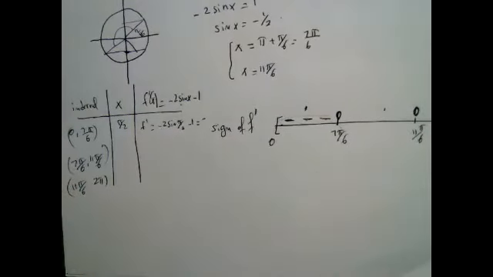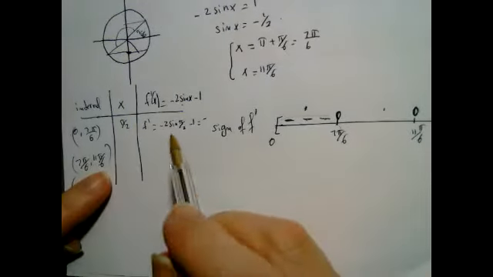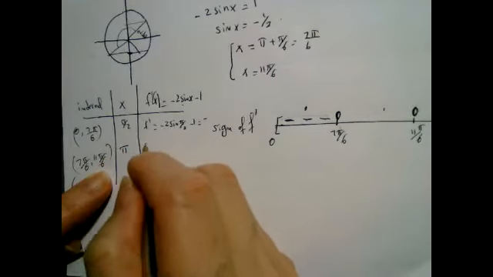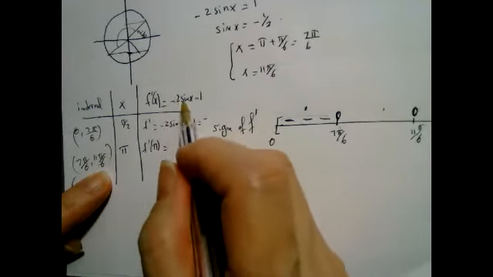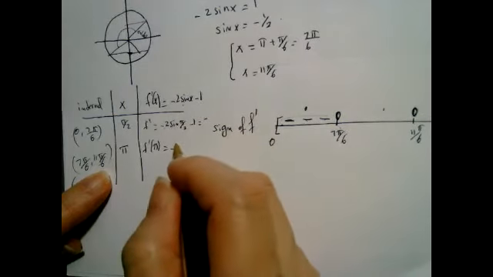Between 7 pi over 6 and 11 pi over 6, the easy value here is pi. I plug pi into the expression of the derivative. I will have -2 sin pi, which is 0, right?